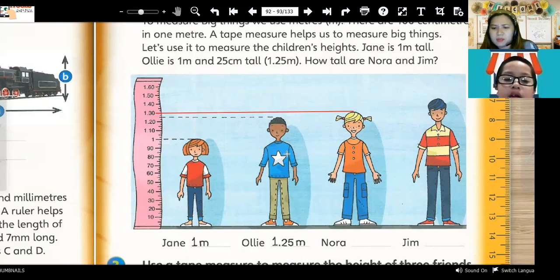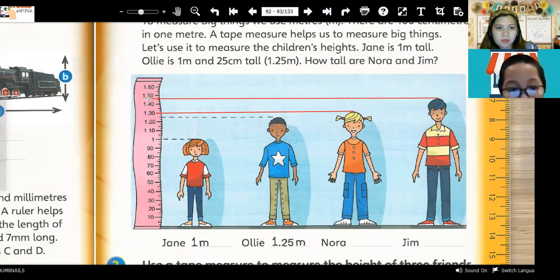How tall is Jim? 1 meter and 40 centimeters. Okay, let's try to measure Jim. So that's 1 meter and 41 to 1 meter and 42 centimeters. So that's 1.42 meters.